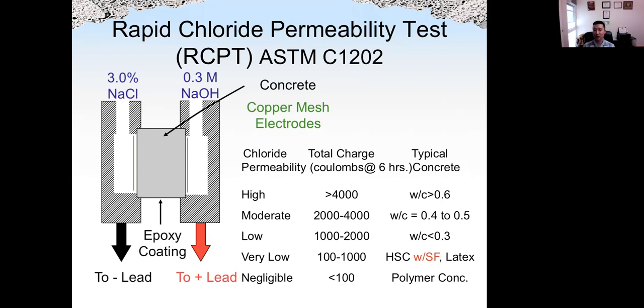So the more total charge passes through the concrete, the more permeable the concrete is. Okay, and based on the total charge after 6 hours, we can give different classifications for concrete permeability. So this is called the chloride permeability test.